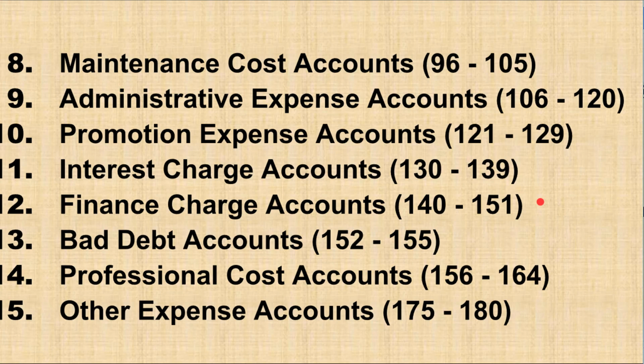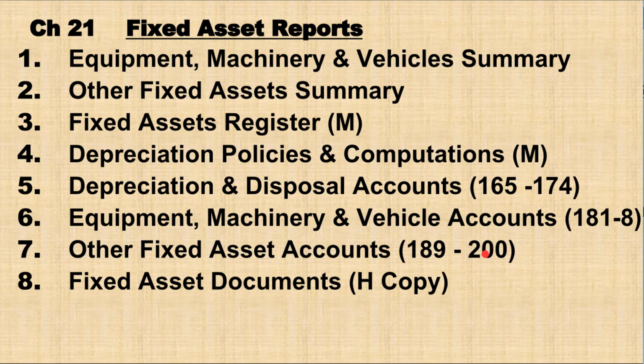9, administrative expense accounts. 10, promotion expense accounts. 11, interest charge accounts. 12, finance charge accounts. 13, bad debt accounts. 14, promotional cost accounts. 15, other expense accounts. Chapter 21, we look at fixed asset reports.